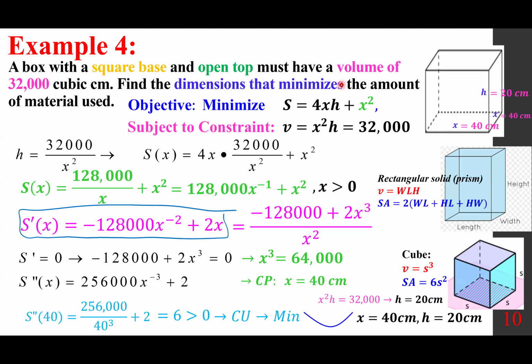Now, we wanted the dimensions and we are done. They didn't ask for this, but the surface area is 4 times x times h, 4 times 40 times 20, plus 40 squared. If anybody asks, it's 4,800 square centimeters, everybody. That's the final answer. So x equals 40 will minimize.